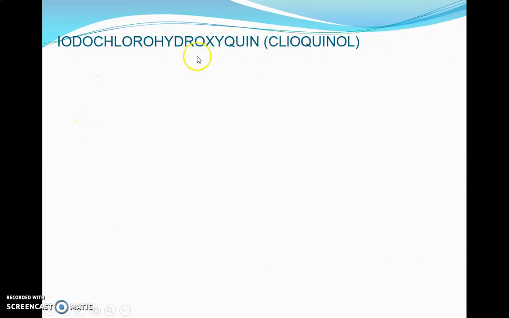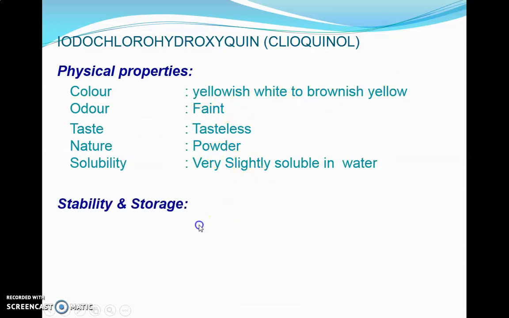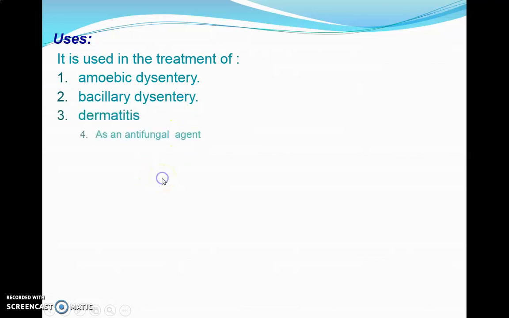Next, hydrochlorohydroxyquinolin, which is called Clioquinol. This is a yellowish white to brownish yellow, faint, tasteless powder, very slightly soluble in water, and it should be stored in a tightly closed, light resistant container. These are the storage instructions. As per the uses, it is used in the treatment of amoebic dysentery. Clioquinol is popularly used for amoebic or bacillary dysentery, as well as for skin conditions such as dermatitis, as an antifungal agent also.